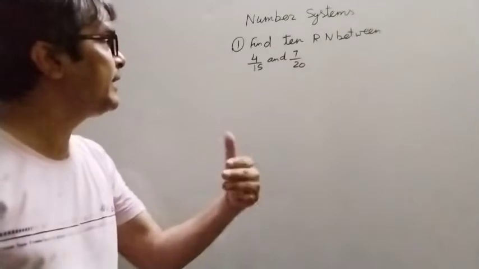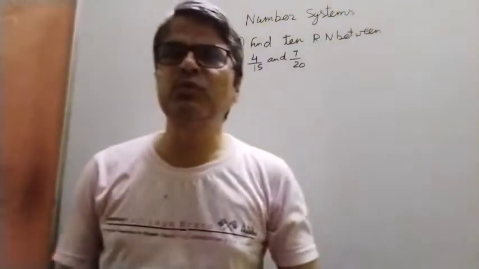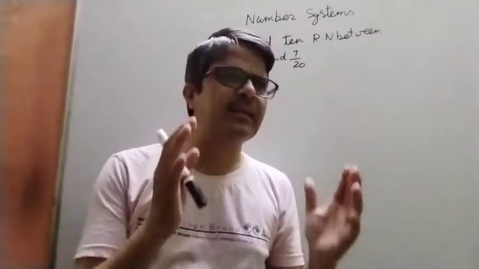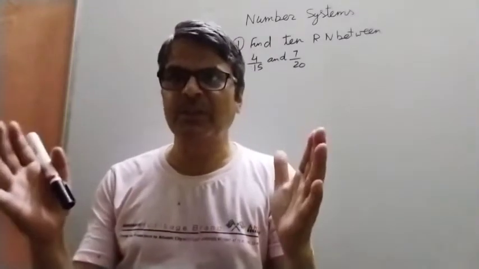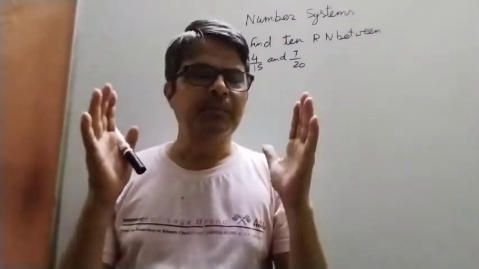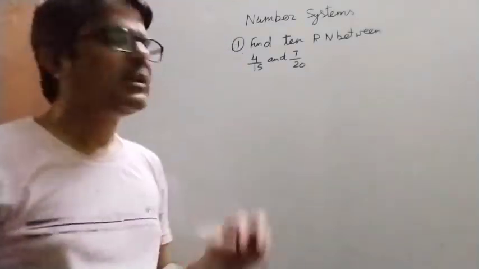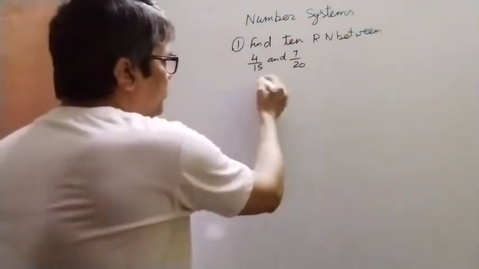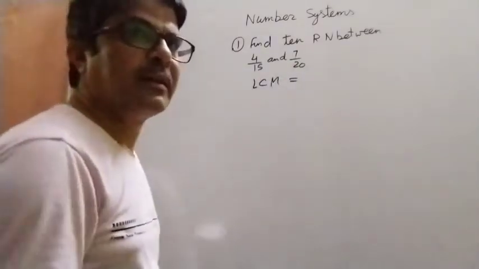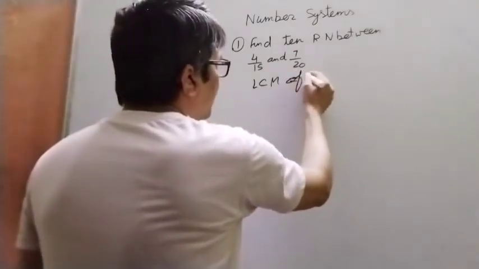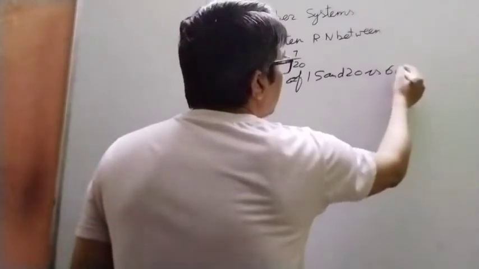Means you have to find rational numbers between 4 by 15 and 7 by 20. So you must know that there are infinitely many rational numbers between two rational numbers. So what you have to do is just take the LCM of the denominators of the rational numbers. LCM of 15 and 20 is 60.